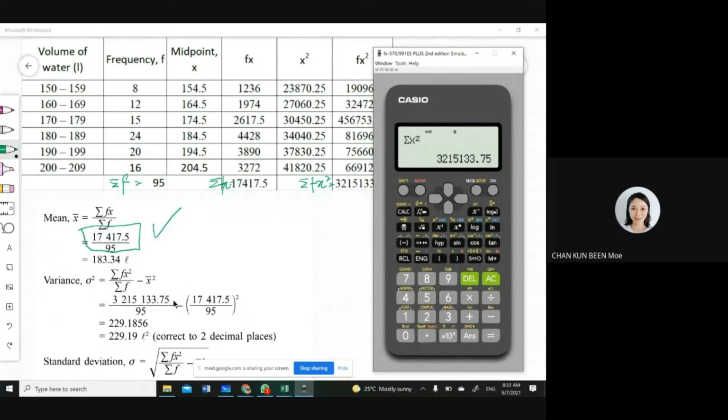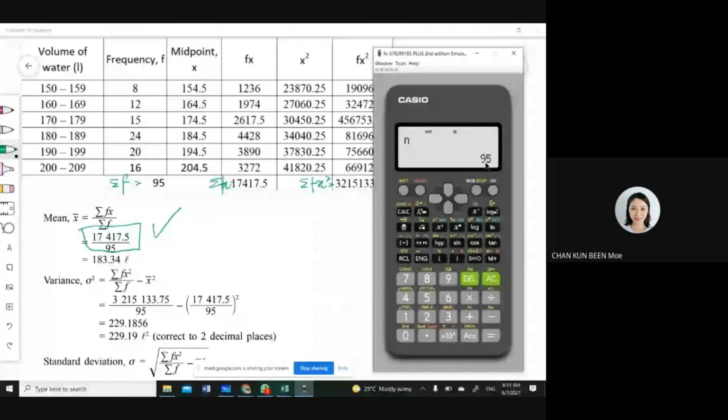Total frequency, we got it already just now, 95. You just need to copy down. You want to refer back also can. If you want to refer back, you need to press the shift 1 for 1, like this one. Shift 1. Choose VAR 4, get the total frequency 1 equal. You get 95.